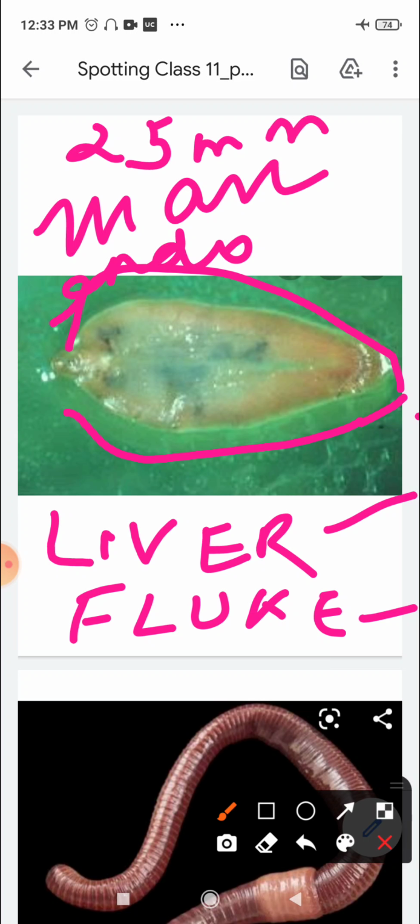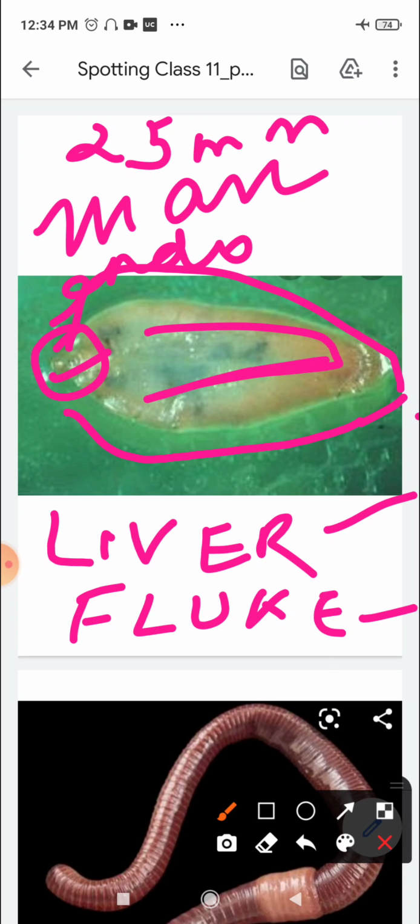It has an oral and a ventral sucker, which is known as the acetabulum, used to adhere to the bile duct. Now if you look at this region here, that is the region where the oral sucker is found, right? The body is covered by cuticle with spinules. It has a blind sac body plan with a single opening called the mouth. So blind sac body plan, only one opening, that is the mouth.